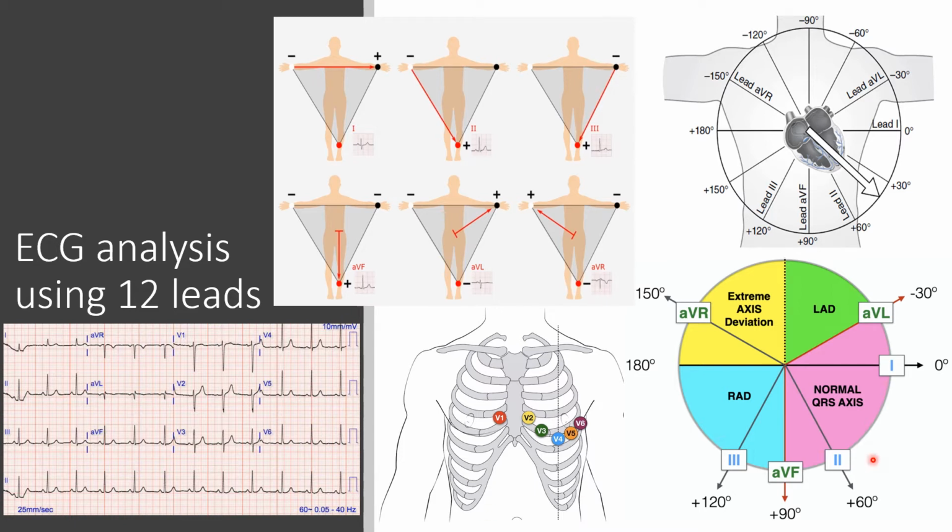We are going to discuss what it means by normal axis, LAD, RAD in just a minute, but I wanted to show you right here. This is lead number 1, lead number 2, and lead number 3. Notice how these 3 leads end up giving you this triangle. Within this triangle, you're picking up all the electricity that's being conducted within your heart, and we call this triangle Einthoven's triangle.